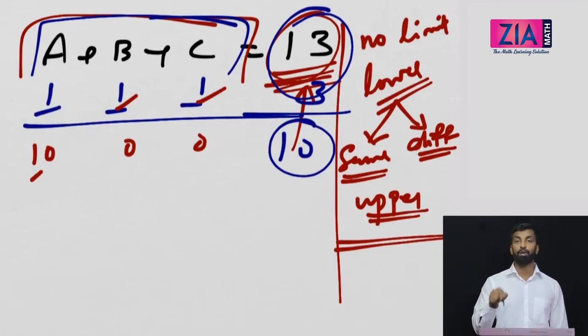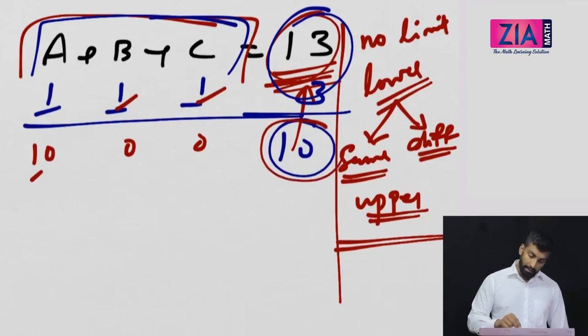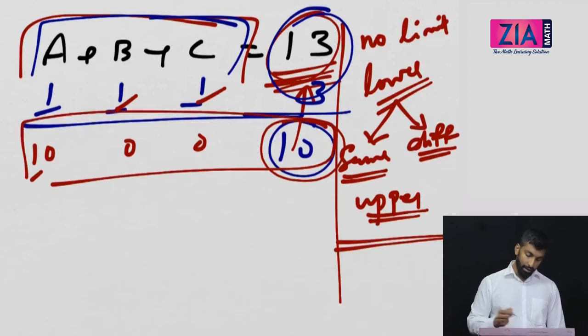The condition is at least 1 to all. Right? So the rest of the 10 I can distribute in any way. Now this becomes like the previous question. This question has actually become a no limit question, that is, a no condition question.